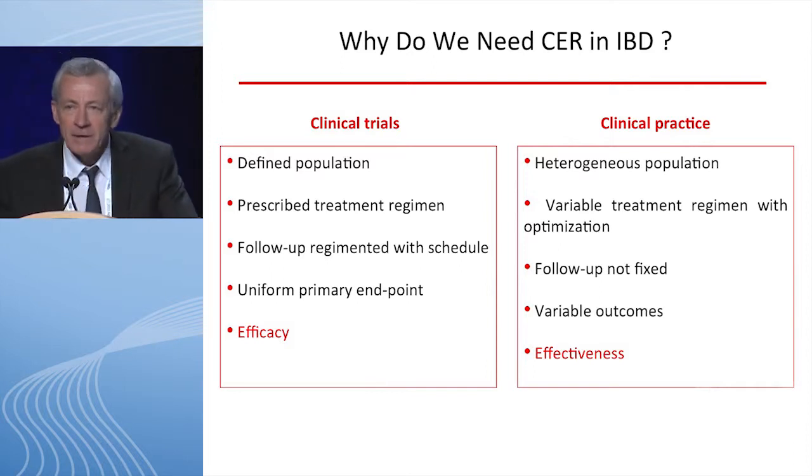Why do we need comparative effectiveness research in IBD? Because I'm sure that you are also convinced that there may be a difference between clinical trials and clinical practice. Clinical trials have a very well-defined population and a prescribed treatment regimen. You need a very regimented follow-up and a uniform primary endpoint, and this is talking about efficacy. Comparative effectiveness is clinical practice: a heterogeneous population, a variable treatment regimen with the possibility of optimization that you are doing in your regular practice. Follow-up is not fixed, outcomes are variable, and this is effectiveness.